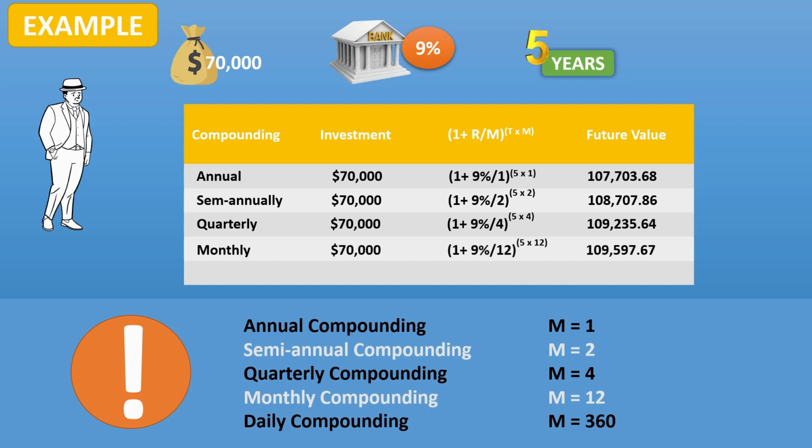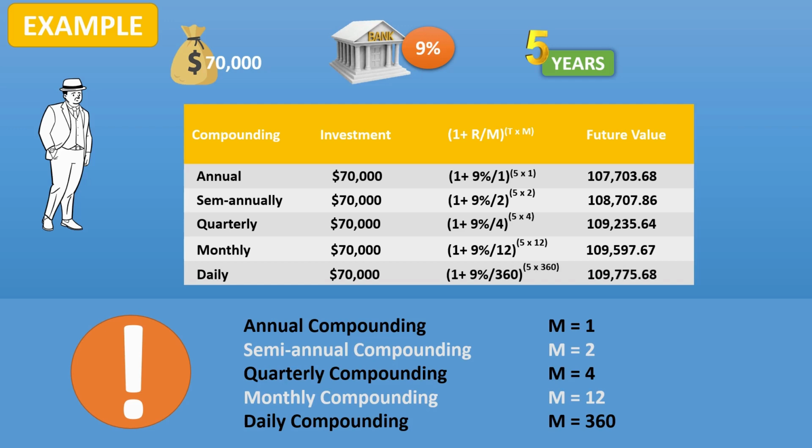In case of monthly compounding, M is equal to 12. So, we will divide the interest rate by 12 and then take the exponent by multiplying 5 years by 12. Then we will multiply the compounding factor with investment to get the future value of $109,597.67.